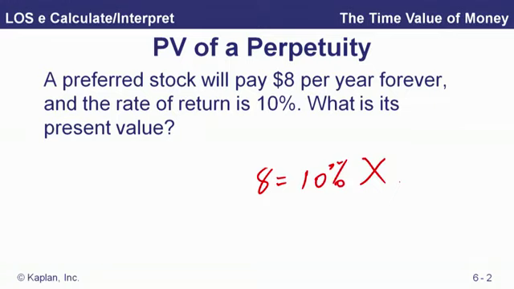So how much would I have to put in an account that paid 10% a year in order to get $8 a year in interest forever? Well, we could just rearrange that and put 8, divided by 10%, 0.1, and that equals X. So if we put $80 in the bank at 10%, we'd earn $8 in interest per year, and we could draw that out forever. So that's another way to look at this.